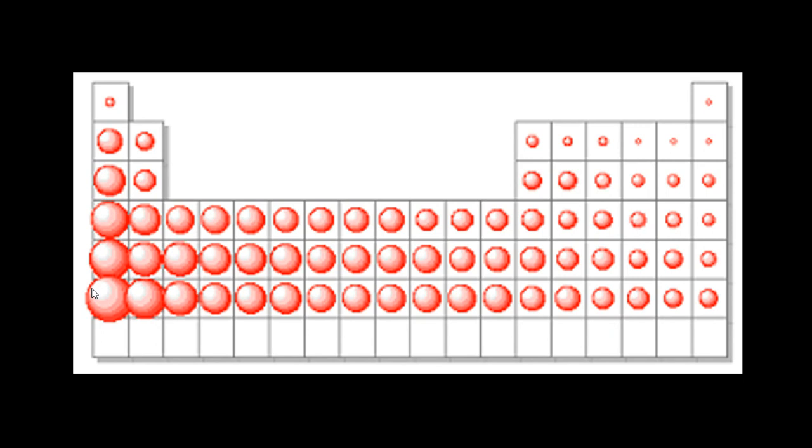So I hope you now understand these two periodic trends. One is energy levels. It just goes straight from 1 to 7. And then we also just talked about the atomic radius trend.